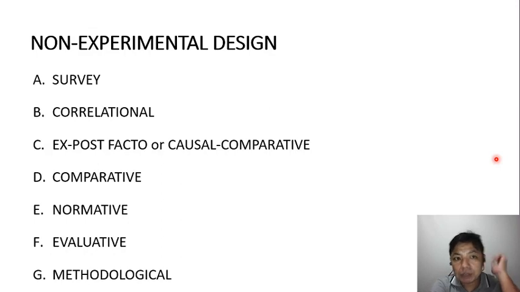First one is you have your survey. Second one is you have your correlational. Third one is you have your ex post facto or causal comparative. Fourth one is comparative. Fifth one is normative. Sixth one is evaluative. And the last one is yung methodological. So, let's talk about it one by one. Ano ba yung mga yan?